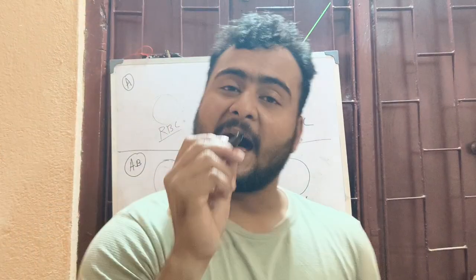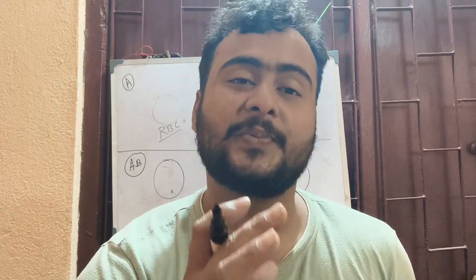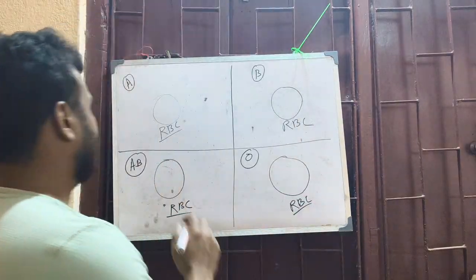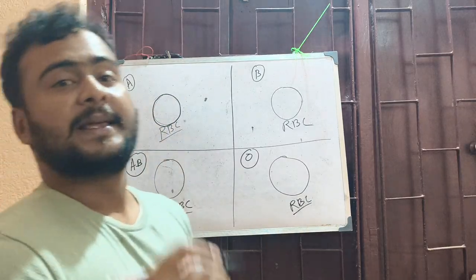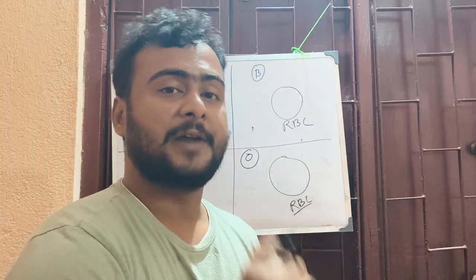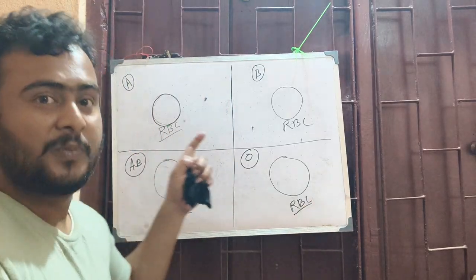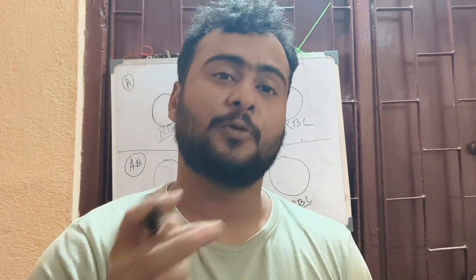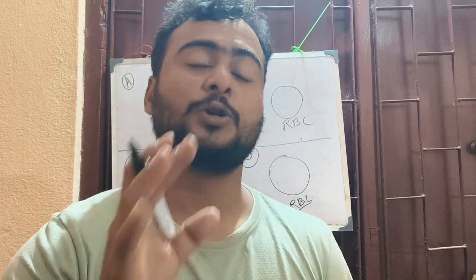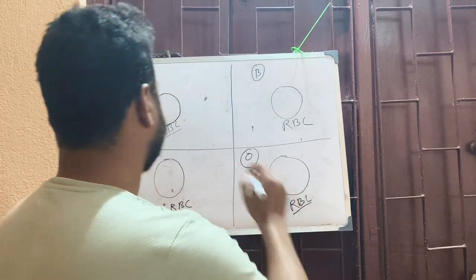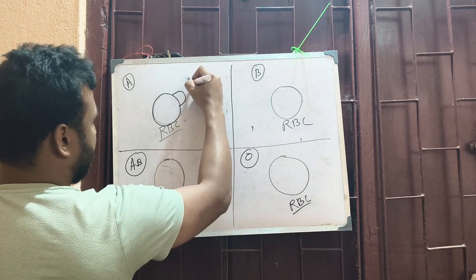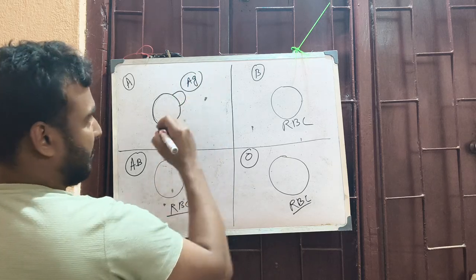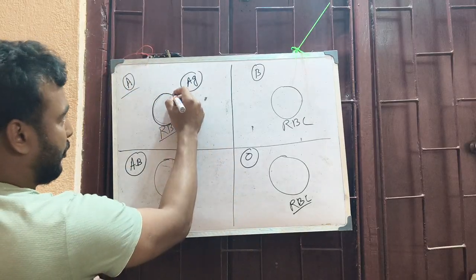And this RBC possesses different kinds of antigen. What is an antigen? It's a protein molecule which is present on the surface of the RBC. If you see the A, in the case of the A we have a particular kind of antigen present on the surface of the RBC. Suppose you consider this is an antigen, and in the A I have drawn it like this.